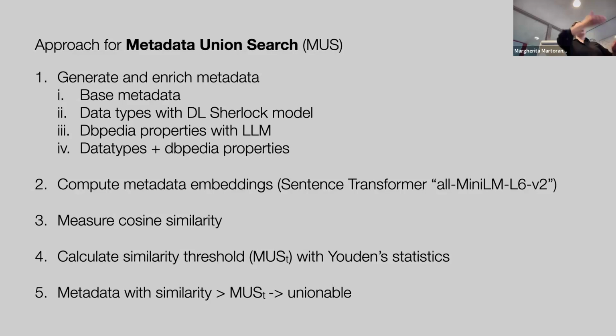So what we did is that we went into the benchmark and we took part of the tables that we knew could be unioned, and we calculated the cosine similarity threshold, for which we said if tables have a cosine similarity above this, then we consider them as unionable.